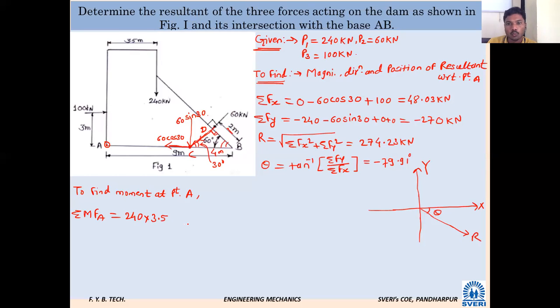Next, force number 2, 60 kilonewton. Though it is 60 kilonewton, we have resolved it into two components at point C. Which component will have a rotating effect at point A? Only one component, the y component, 60 sine 30. How will the object rotate? Clockwise. What is the perpendicular distance between the line of action of that y component, 60 sine 30, and point A? 5 meter. Are you getting how it is?